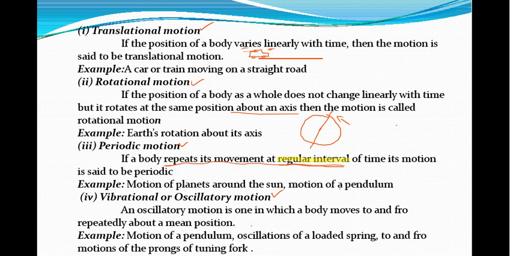An oscillatory motion is one in which a body moves to and fro repeatedly about a mean position. So there is a mean position. With respect to that mean position, the body will move to and fro. For example, a simple pendulum. It will move to and fro. So this is the mean position, and it will move here and there.